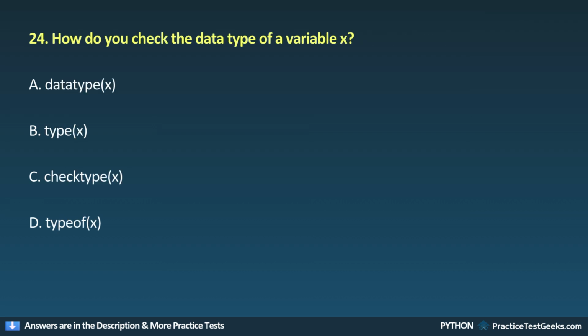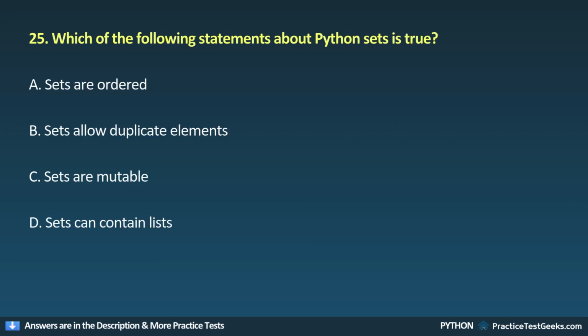24. How do you check the data type of a variable x? A. datatype. B. type. C. check type. D. typeof. 25. Which of the following statements about Python sets is true? A. Sets are ordered. B. Sets allow duplicate elements. C. Sets are mutable. D. Sets can contain lists.